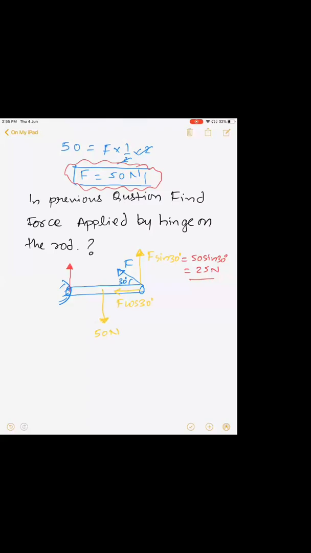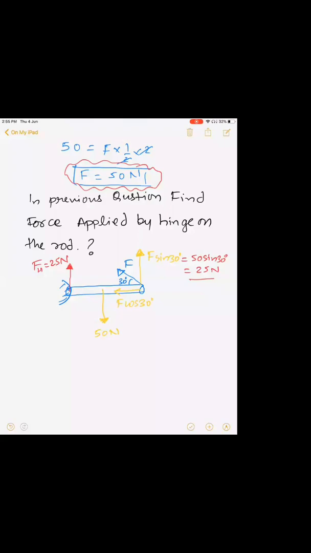The other 25 Newton is applied by the hinge. No, the hinge will apply it upward. Okay, the hinge will also apply a force. So the force due to the hinge is 25 Newton upward. And so now we made net vertical force 0, right? 25 plus 25 is equal to 50. We made net force 0 along Y.